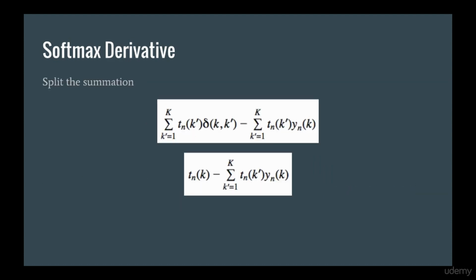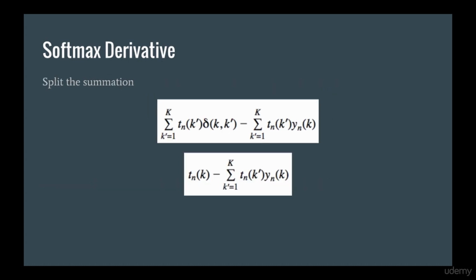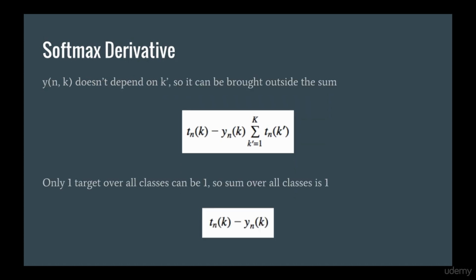The first thing we want to do is look at the summation for both terms individually. We can see immediately that the first summation goes away because delta is only 1 when k is equal to k prime. It's usually the second summation that stumps people. The trick is seeing that the y doesn't depend on k prime at all, so it can be brought outside the sum. And then finally, since only one of the targets can be 1, while all the others have to be 0, the sum over all the classes must be 1. Therefore, we end up with the desired equation, tnk minus ynk.